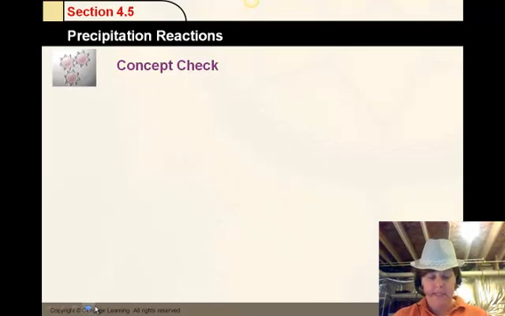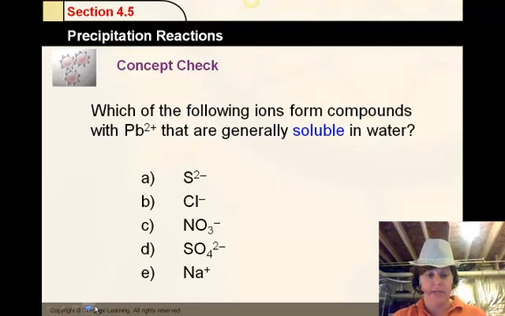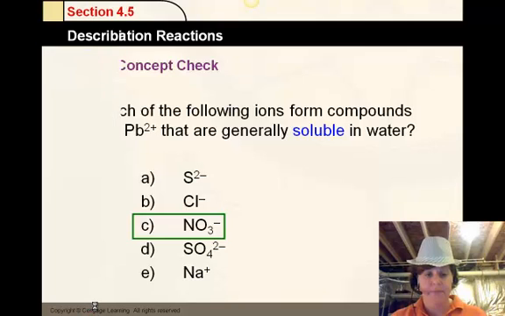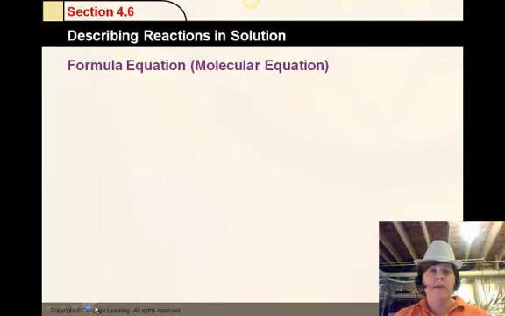So here's an example of a precipitation reaction question. Which of the following ions form compounds with lead 2 that are generally soluble in water? Now I know you all know this because it was in the packet from the first test, and the answer, of course, is nitrates. Nitrates generally form soluble compounds, and this is the case with lead nitrate. So you're really going to have to remember those solubility rules so that you can apply them for these precipitation reactions.